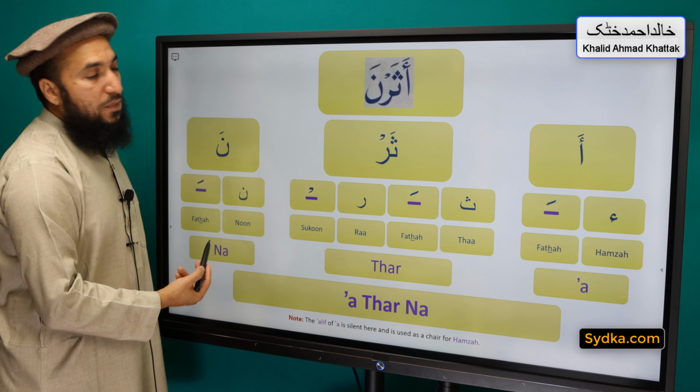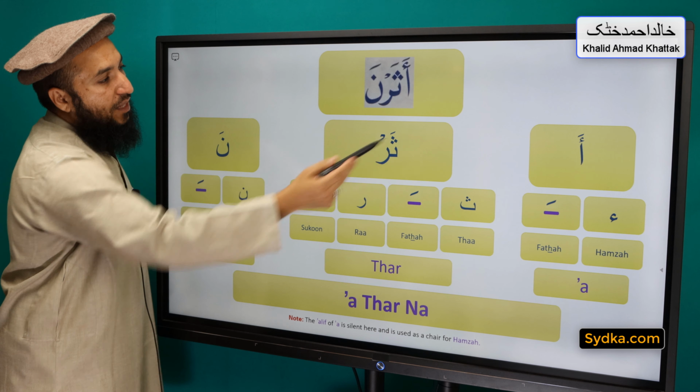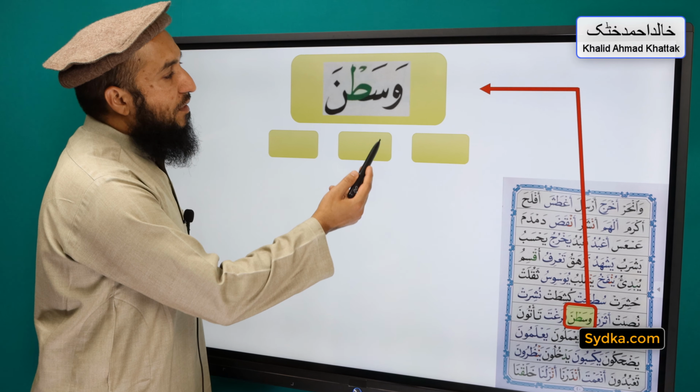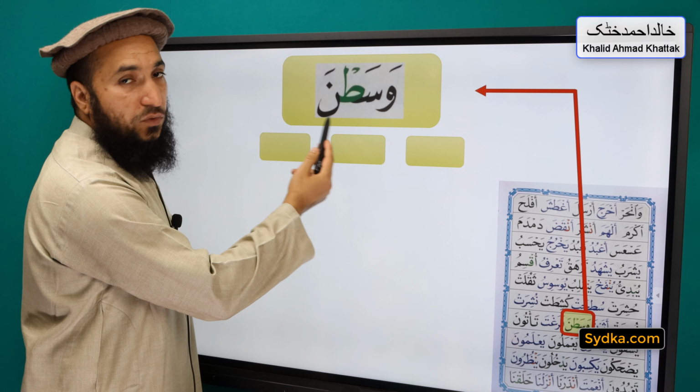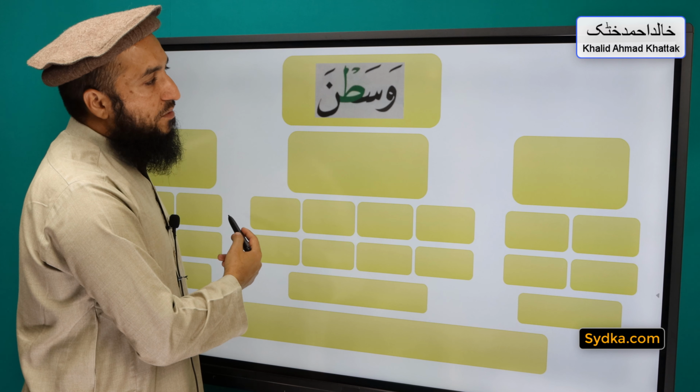Combining all 3 syllables together we have atharna, atharna, atharna. The next word we have is wasatuna, and it can be divided into 3 syllables.